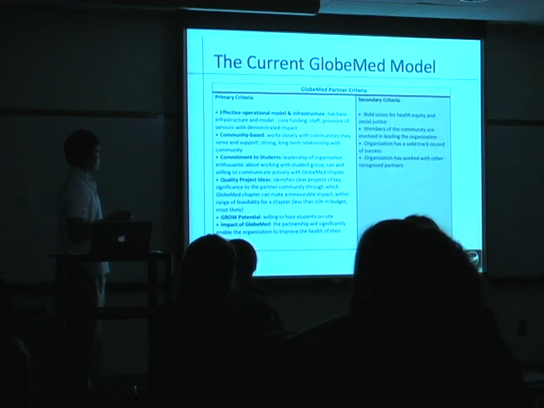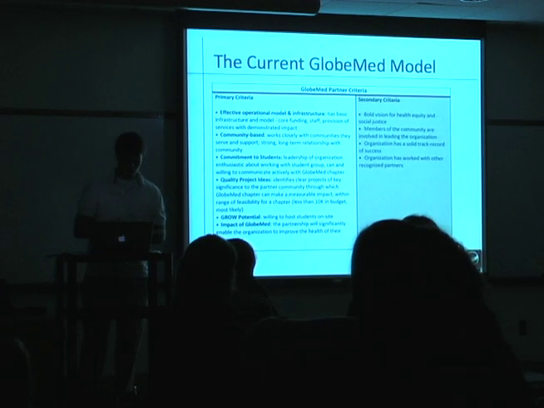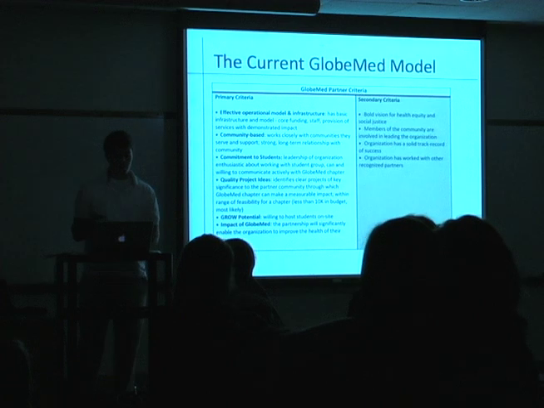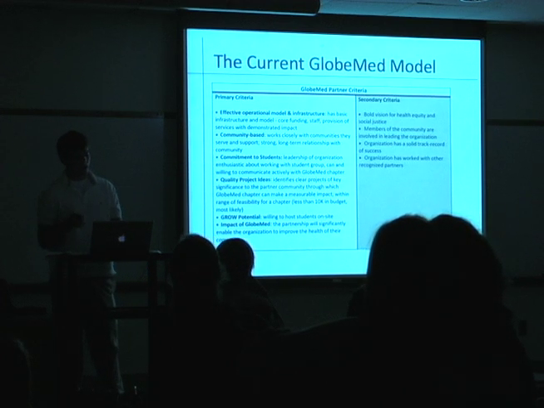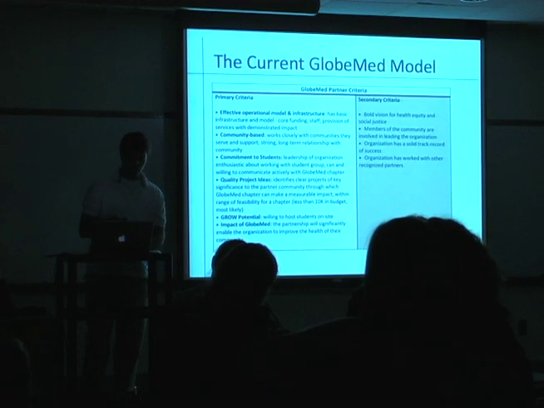I'm not really going to go over this slide too much, but there are some criteria chapters take when choosing their partners. They have to have an effective model and infrastructure. They have to be community-based. They have to have quality project ideas, and they have to be impacted by GlobeMed.